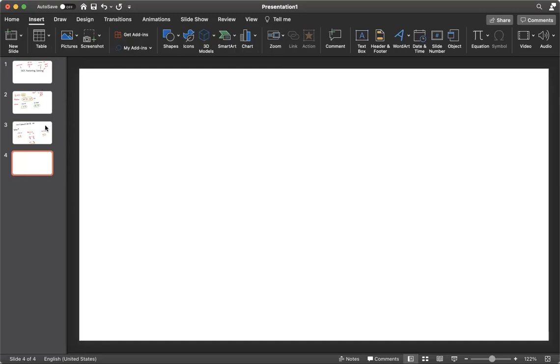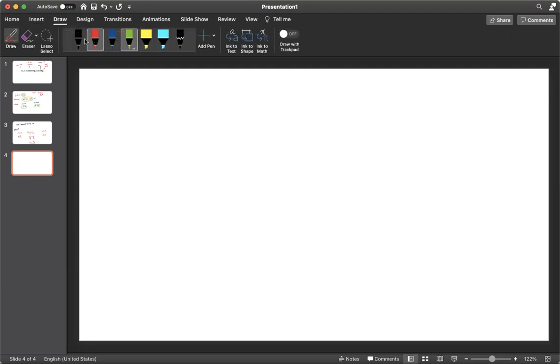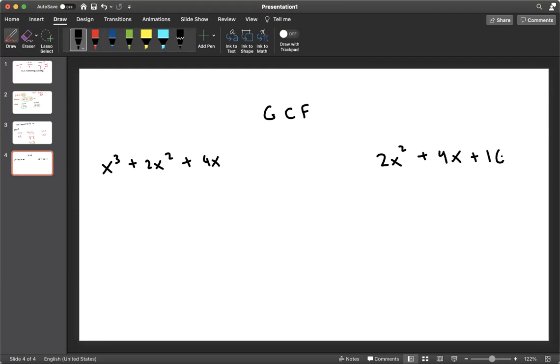Then one last thing I want to show you is we always start out with GCF. So we want to see what do they have in common. Whether we have an example like x cubed plus 2x squared plus 4x, so you need to find the GCF, or you may have something like 2x squared plus 4x plus 16. Here, you would also want to find the GCF.